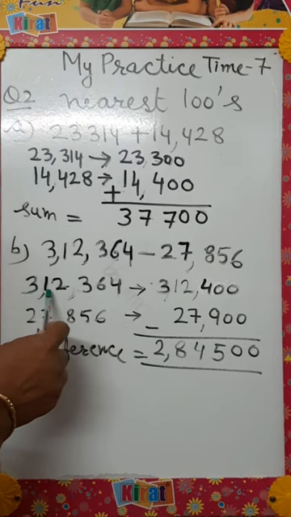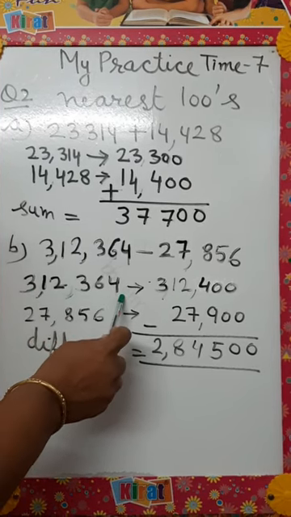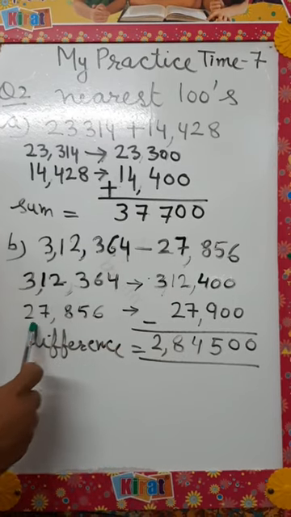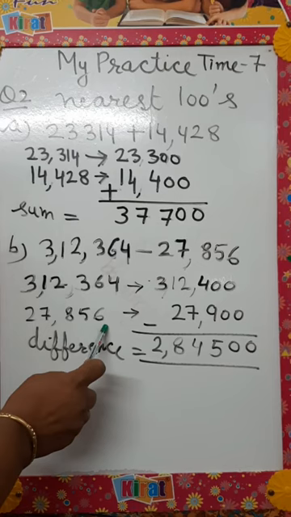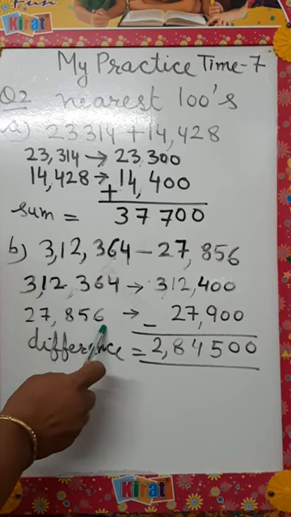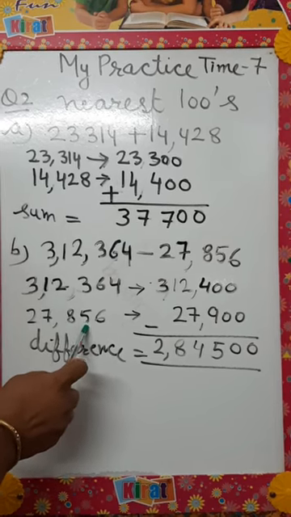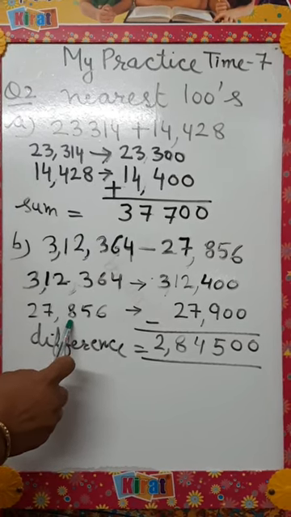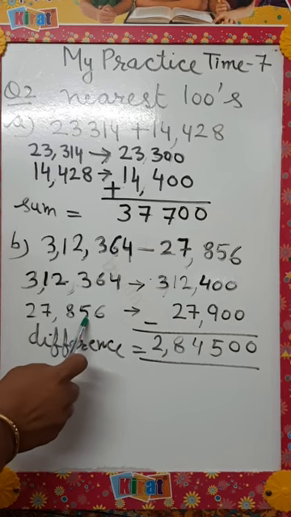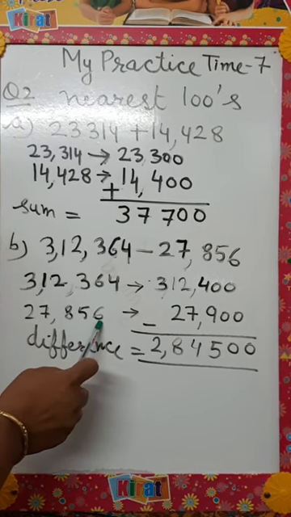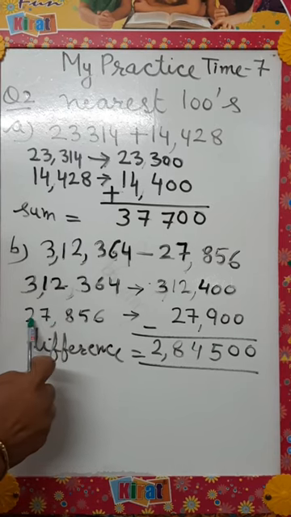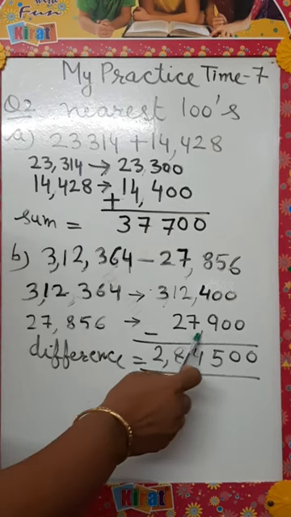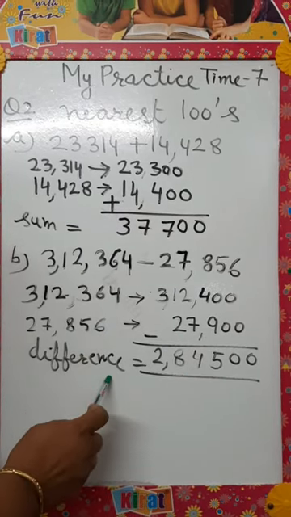So 3,12,364 rounded off to the nearest 100 is 3,12,400. And now this number, 27,856. We have to round it off to the 100. Here the digit at the tens place is 5, so it becomes 9, going to the next 100, and the tens place remains 0 and the ones place also becomes 0. So this number rounded off is 27,900. Now we have to take out the difference.